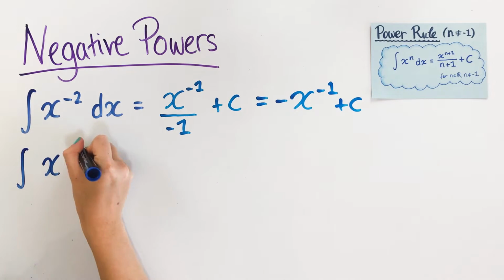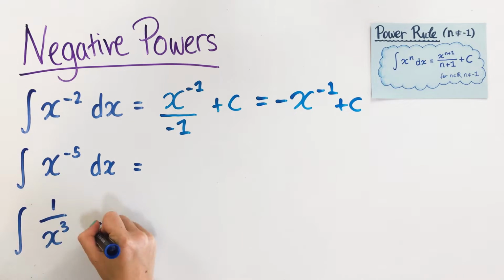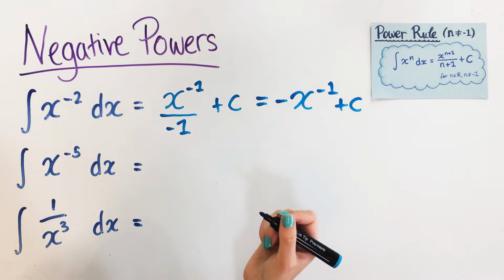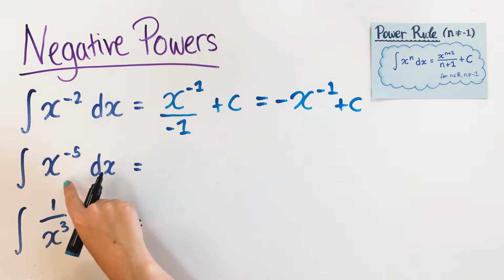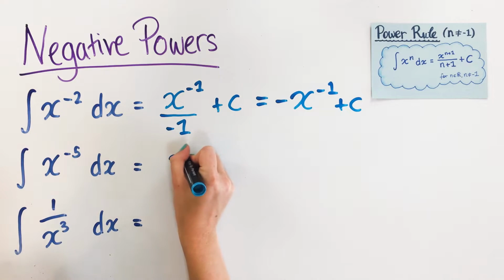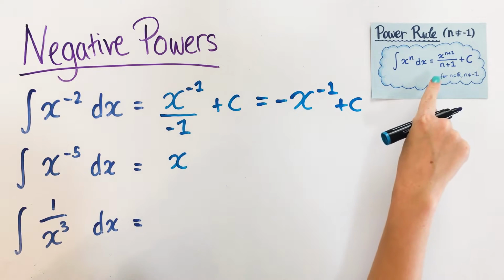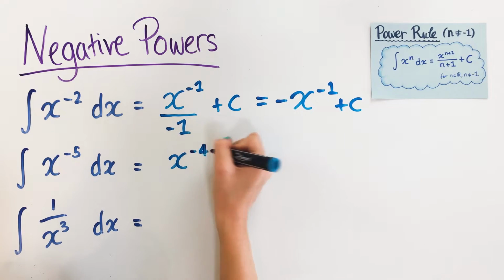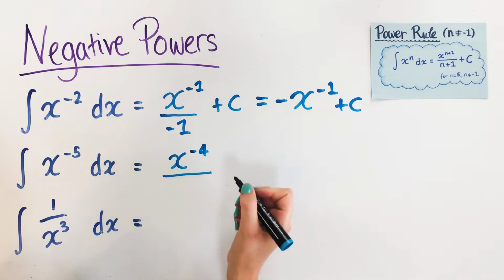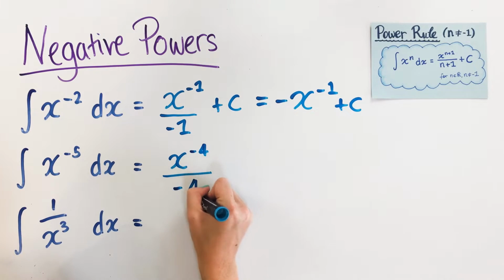Here are 2 more examples that we're going to try. Again, this is a good time to pause the video if you want to try these yourself first. So with the first one, x to the power of minus 5, similar to before, this is just going to be x, so by the power rule, to the power of minus 5 plus 1, which gives us minus 4, divided by our new power, minus 4, plus c.